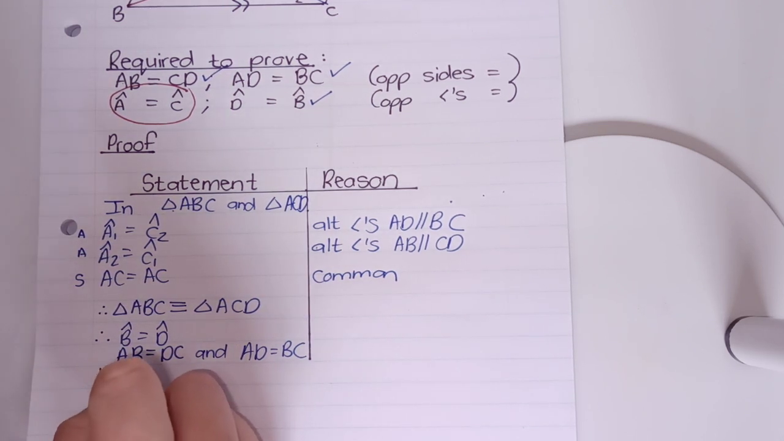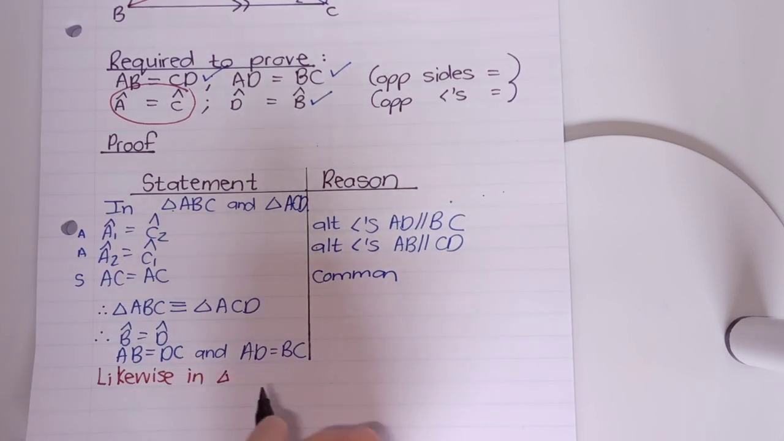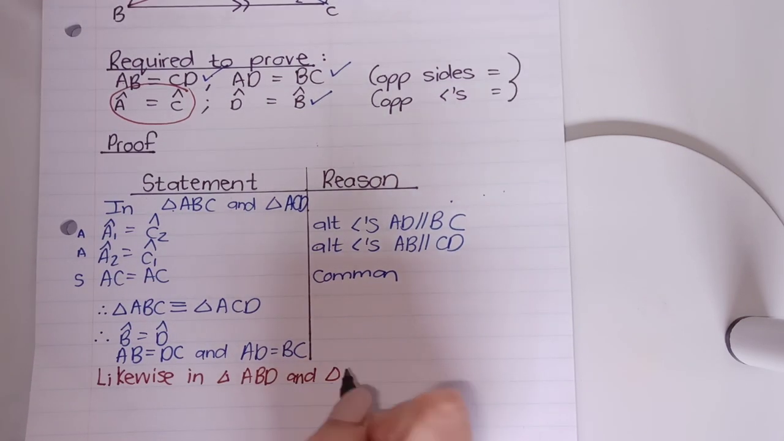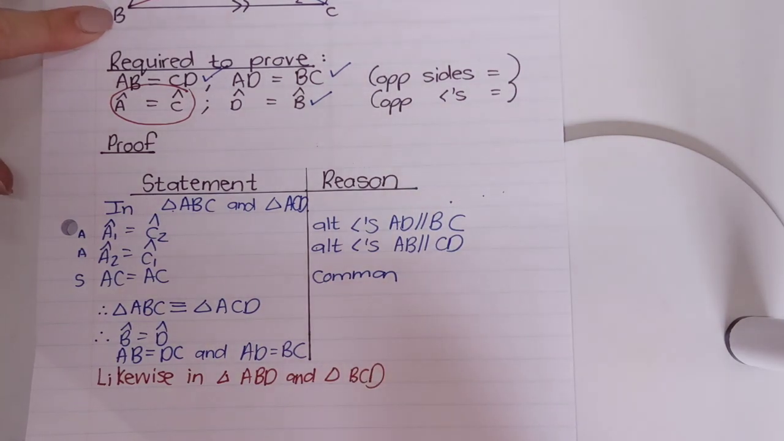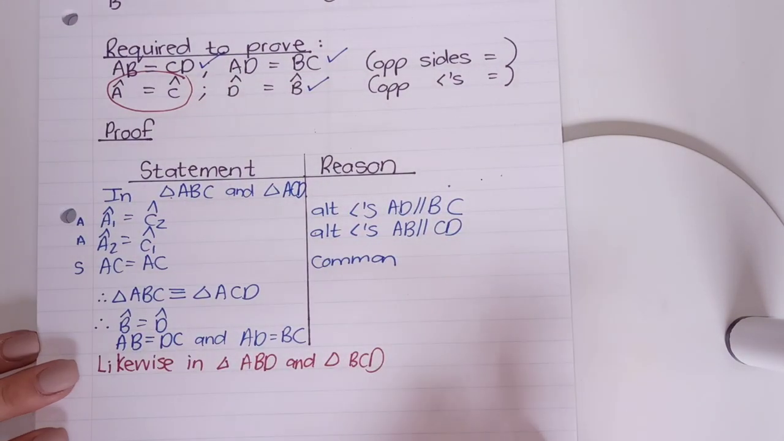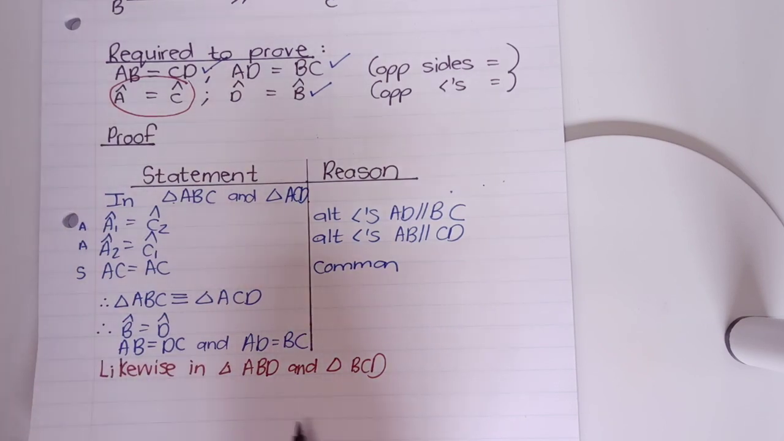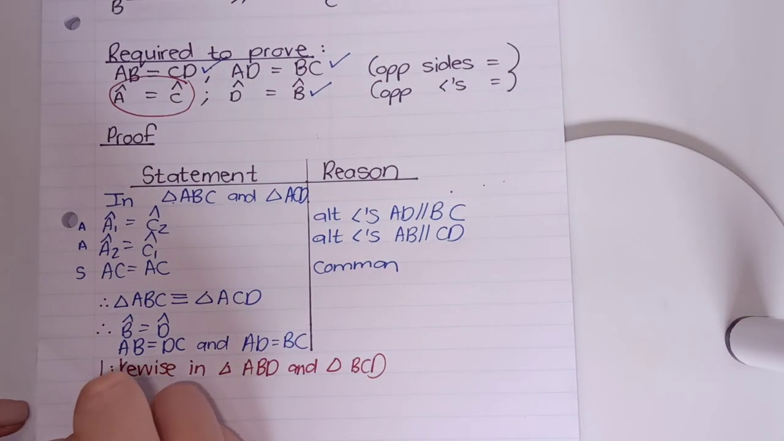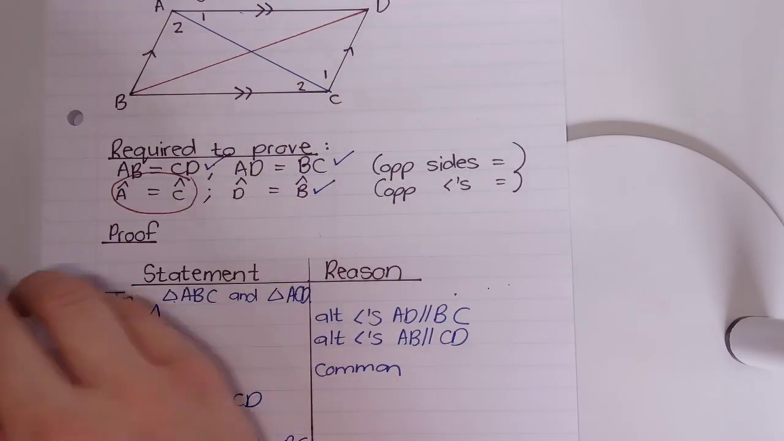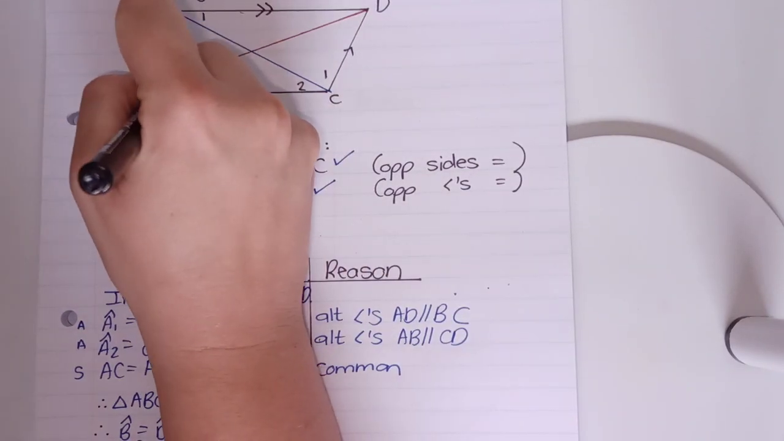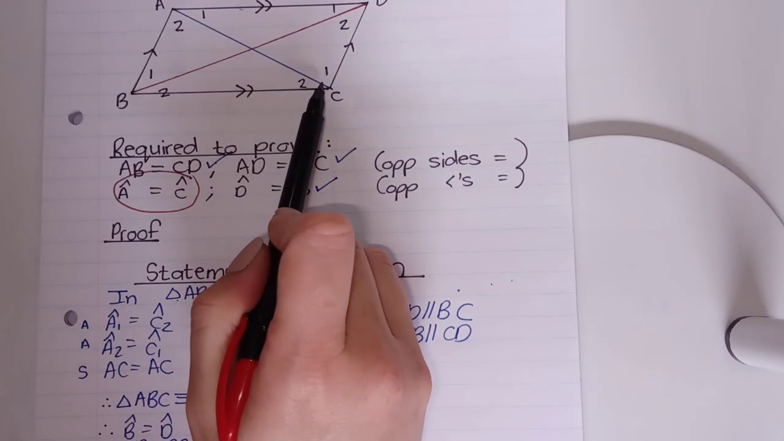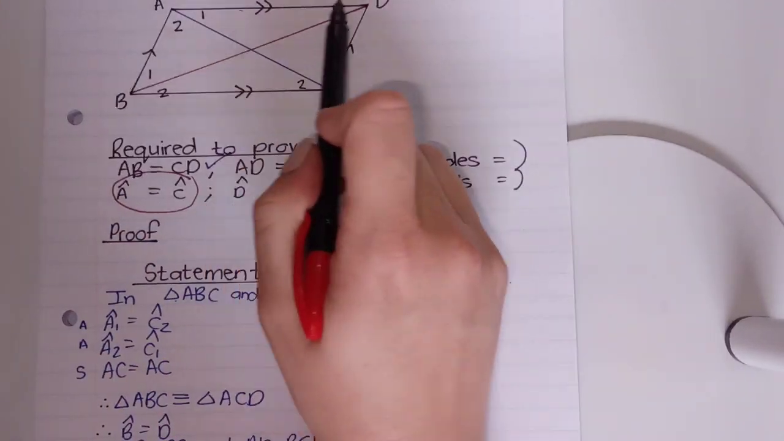I'm going to use likewise in triangle ABD, the red triangle, and triangle BCD. So just like in the blue triangle, in the red triangle we can also prove that they are congruent. Likewise, we can prove that triangle ABD is congruent to triangle BCD. And again, if I had to label this, it would be B1, B2, D1, D2. Again, we would use a Z shape in the red, right? A Z shape, or an N shape and a Z shape.